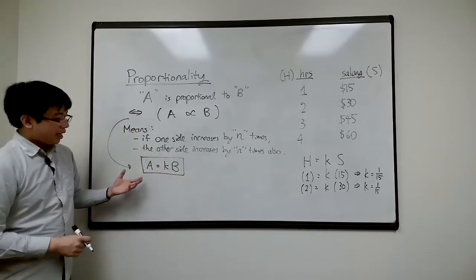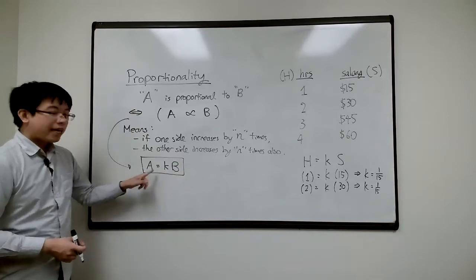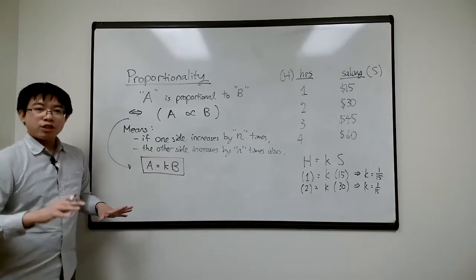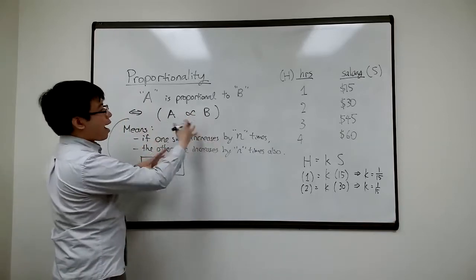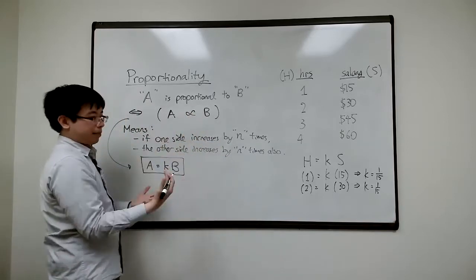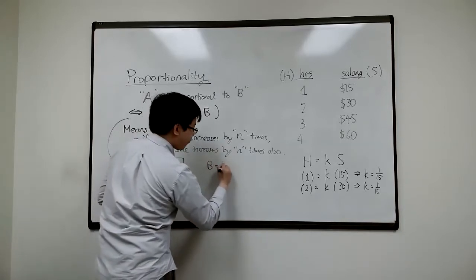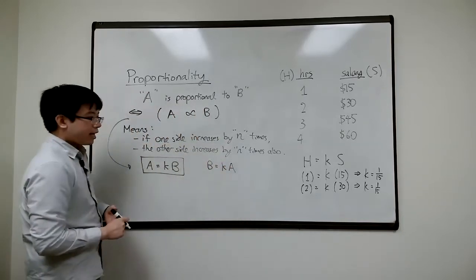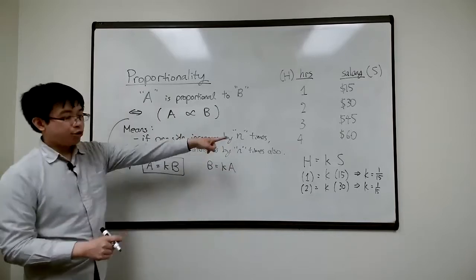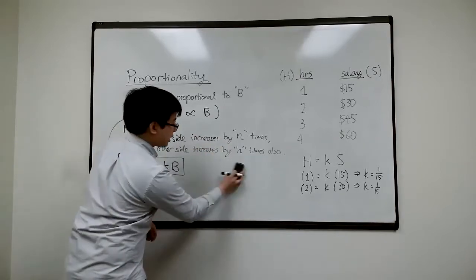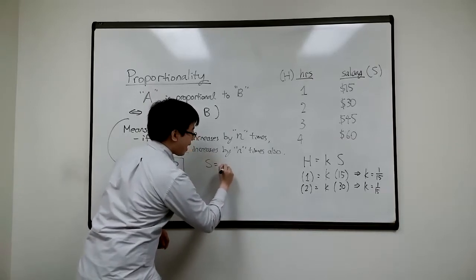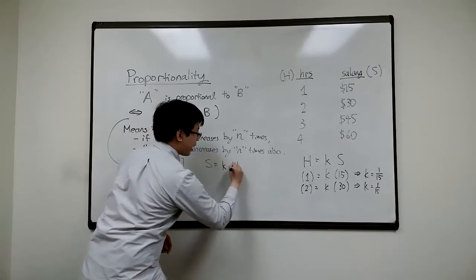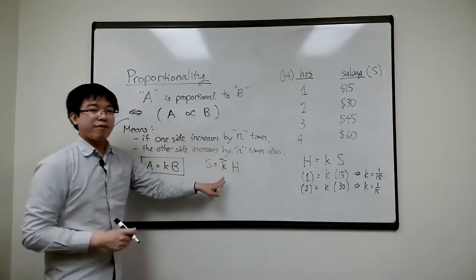So some of you might wonder, which side should I put the K? It doesn't matter. Your K may not be the same as my K, right? So if someone goes like, oh, well, I've said it the other way around, I've said B is proportional to A, or I've written it this way. Okay, what does that mean? Let's use that example to see. So if someone goes like, I wrote down S equals K times H, right? Okay, so just to differentiate, they use a different K.